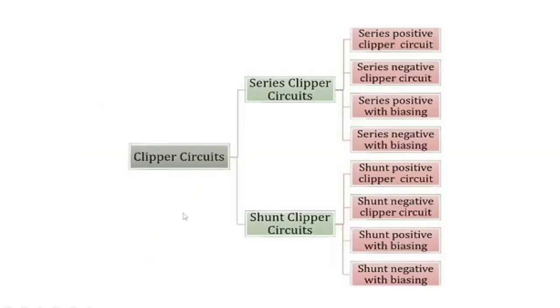So this is the classification of the clipper circuit. There are two types of clipper circuit: series clipper circuit and parallel clipper circuit, or we can say shunt clipper circuit for the parallel one. The series clipper circuit is divided into two parts: unbiased positive and unbiased negative, and biased positive and biased negative clipper circuit. Then the shunt clipper circuit is also divided into two parts: unbiased positive and unbiased negative, and biased positive and biased negative.